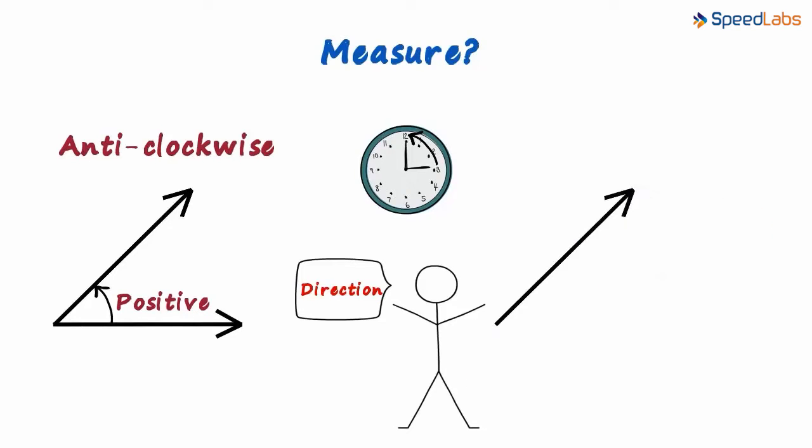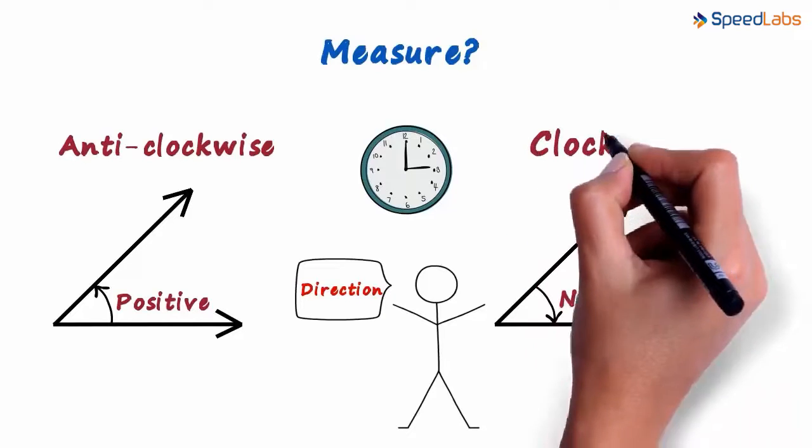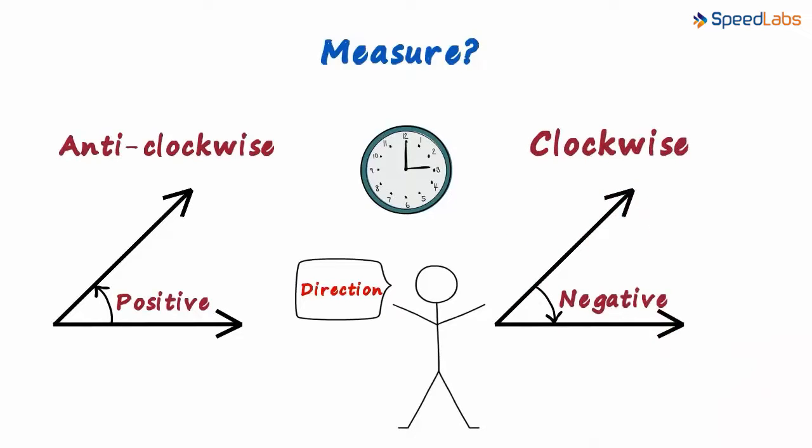Assume we have a ray like this, which is moved this way. This is the initial arm and this is the terminal arm. Then the angle measured will be negative. And this, as you would have already guessed, is called the clockwise direction. If an angle is measured anti-clockwise, it is considered positive. And if it is measured clockwise, it is considered negative.